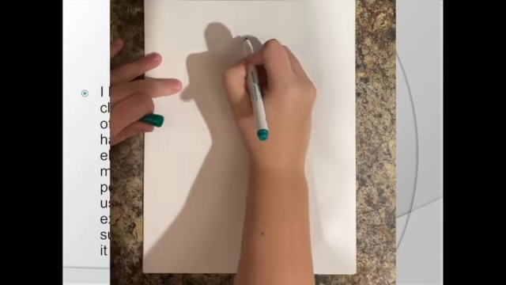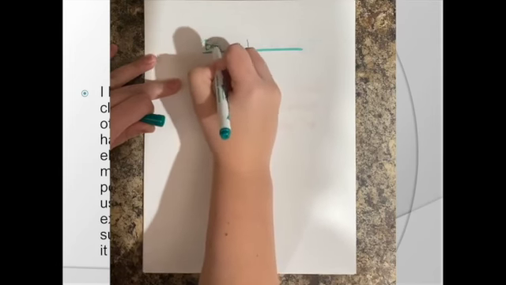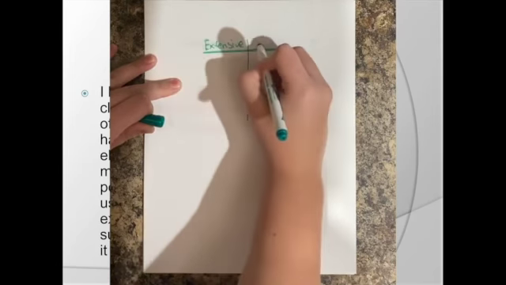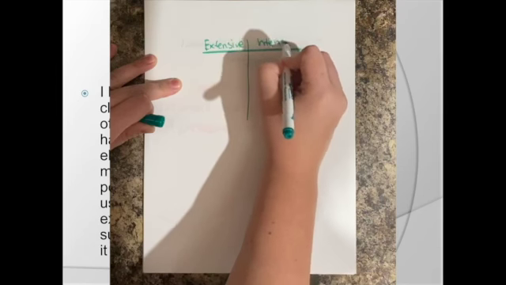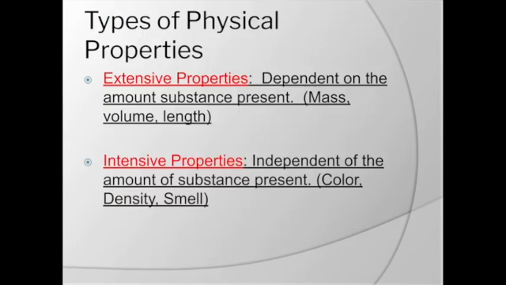All right, so on my piece of paper, we are going to do two columns, an extensive and an intensive. Now, if you remember, extensive depends on the amount. That's your mass, your volume, your length. Your intensive is independent of the amount, like your color, your density, and your smell.